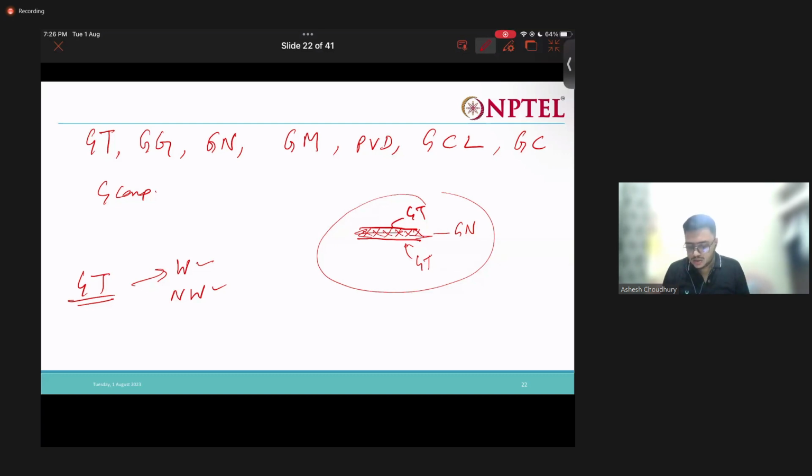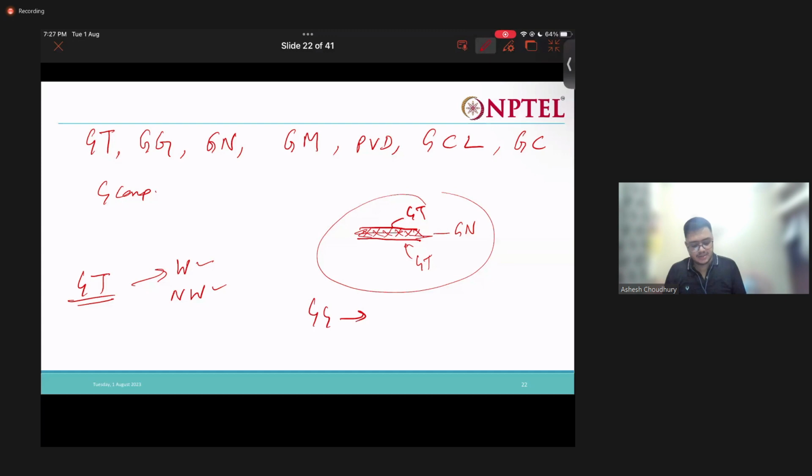Also, both natural and artificial geotextiles, the two types that we discussed, can each be woven or non-woven. Okay. Then we have these geogrids.